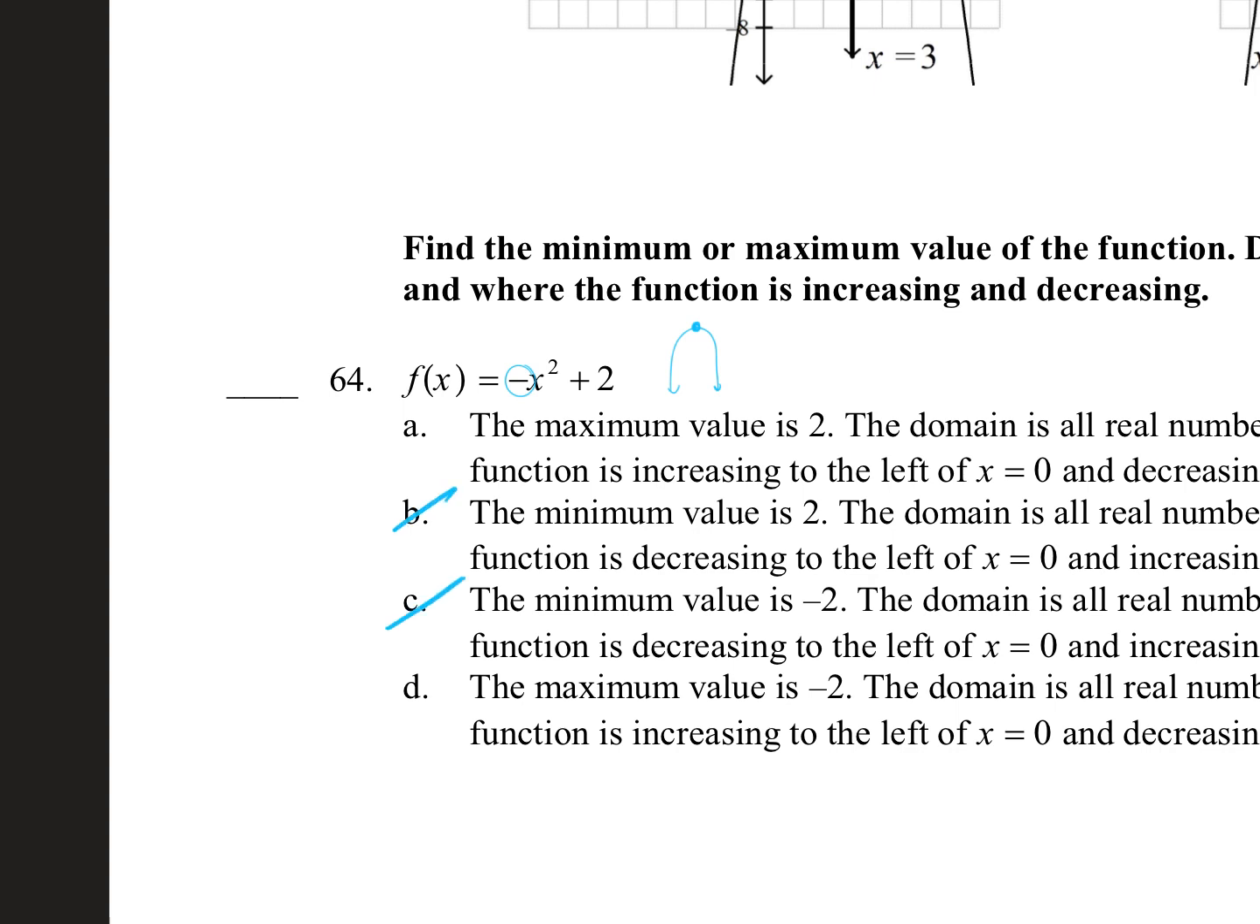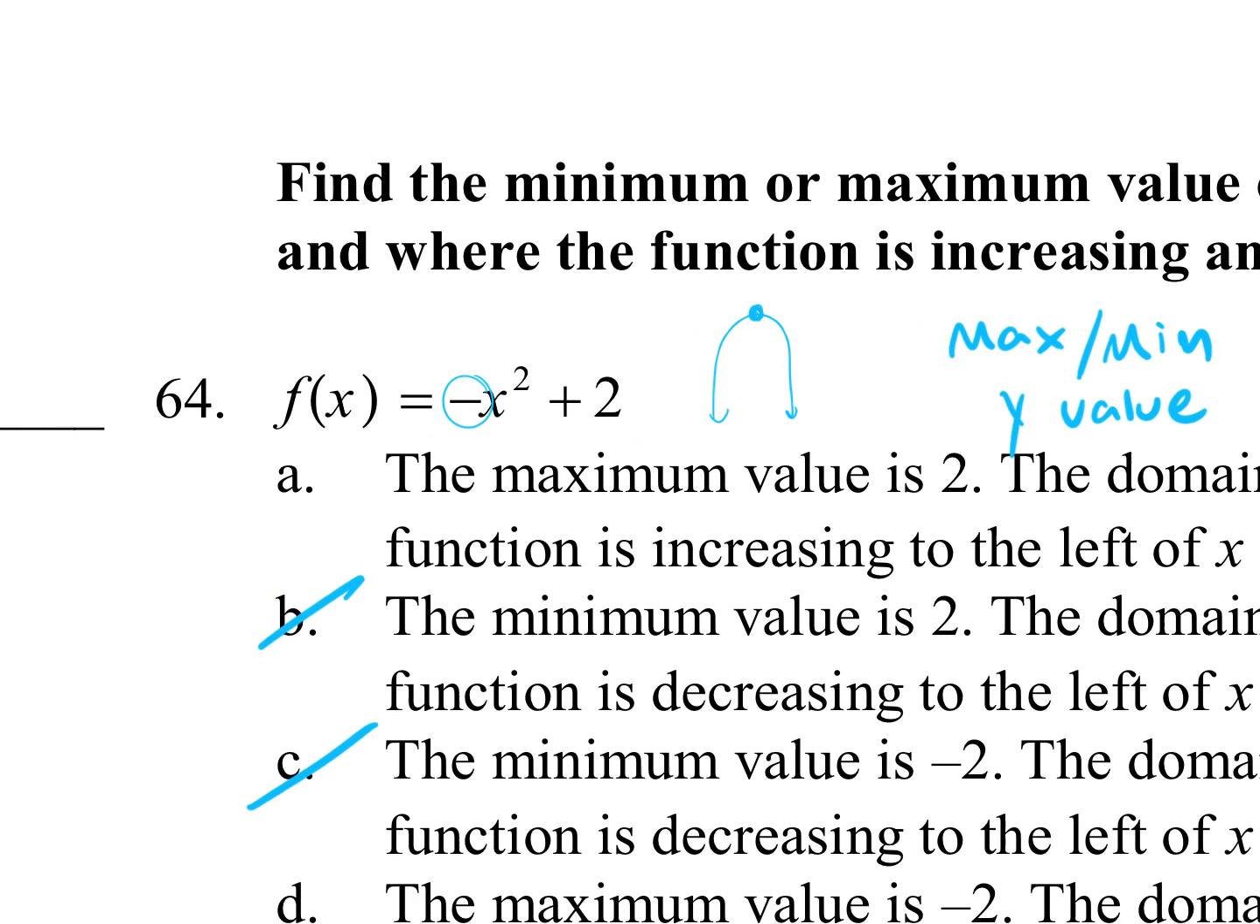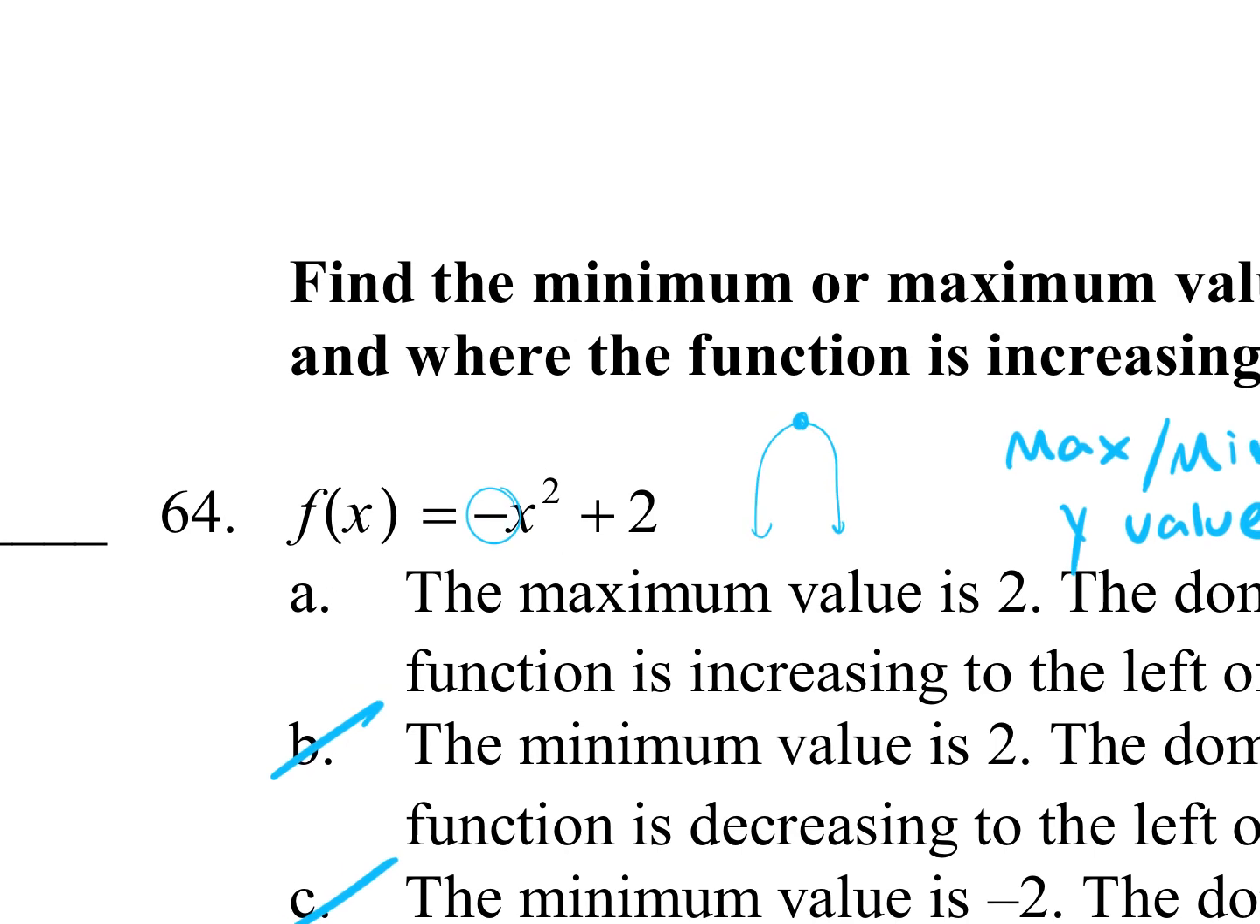Now I need to figure out my maximum value. Well, the maximum, whether it's a max or min, is the y value. What would my vertex be here? Perfect. This is kind of like it's written in vertex form. What we're adding inside is nothing. I don't have parentheses, so I'm not adding anything inside. And what I'm adding outside is 2, so 0, 2.